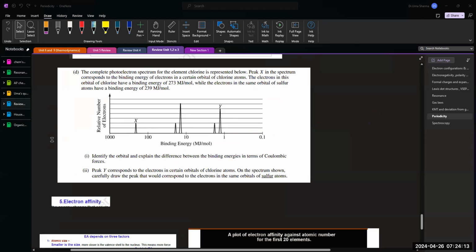This is a real AP exam paper, 2018, official paper. These papers are there on the website already. Element peak X. What is the element here? It is chlorine. So what is this peak X? Which orbital? Let's identify all orbitals. One what, Aditi? 1s2.